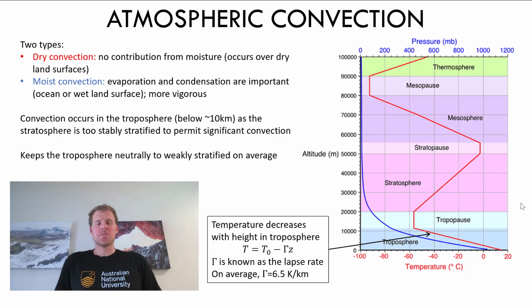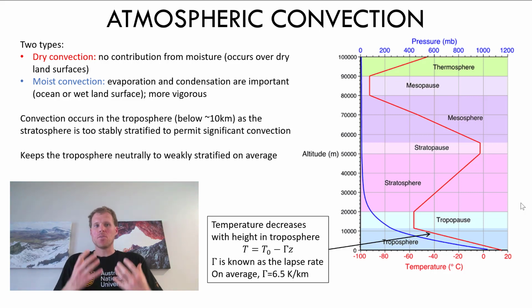Atmospheric convection comes in two different types. You have dry convection, which is when there's no contribution from moisture, and this occurs over dry land surfaces, so particularly if you think about a desert or a very arid surface, then you're going to have dry convection. But the more common situation is moist convection, and in this case, the evaporation from the moist surface and then the condensation of that moisture at some height in the atmosphere are important. And so this is the normal situation over the ocean or any wet land surface.